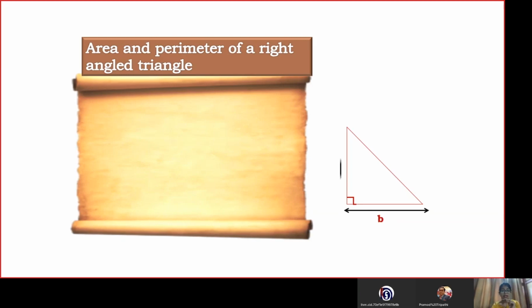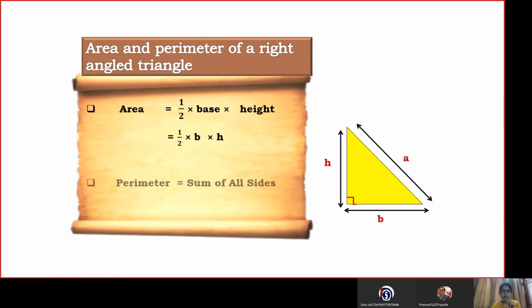So, I have a right angle triangle. You know a right triangle has a 90-degree angle as one of its angles. B is the base, and you can see that the height in this triangle is one of its sides itself. So the area of a right triangle is given by the formula half into base into height. And again, the perimeter is given by the formula sum of all sides.